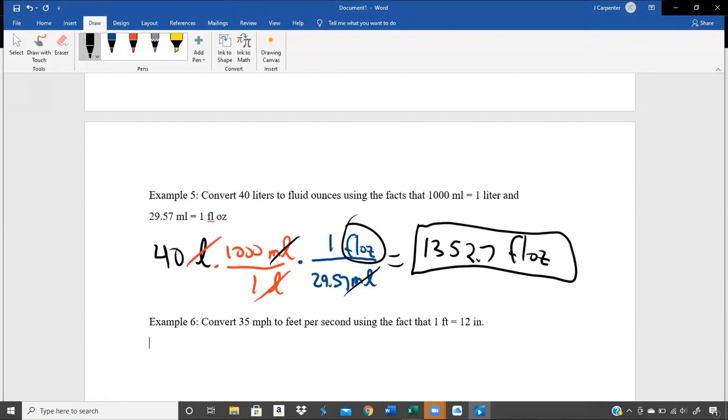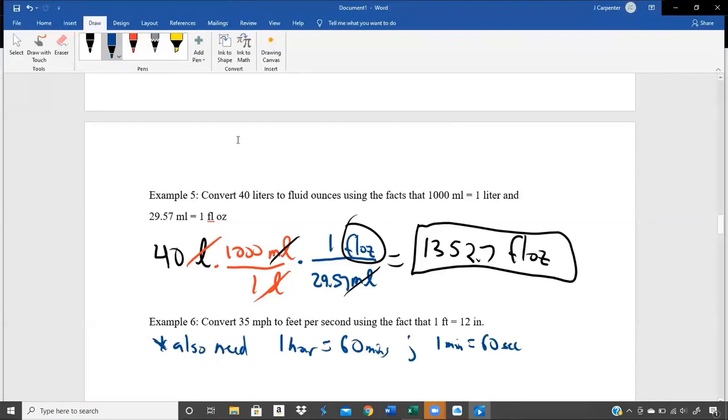So miles per hour to feet per second. Now, I only gave you the feet to 12 inches, just like I would do on a test or a quiz even. So how do we go from hours to seconds? You also need, but again, this would be off of memory, to go from hours to seconds. So 1 hour would be 60 minutes. That's getting closer to seconds, but not exactly the same. And then we'd also need to know that 1 minute is equal to 60 seconds. There is no excuse not to know those.